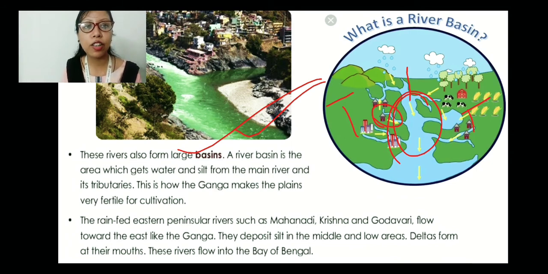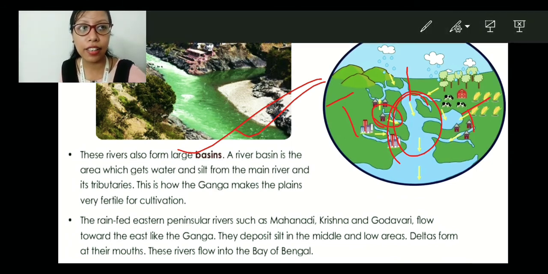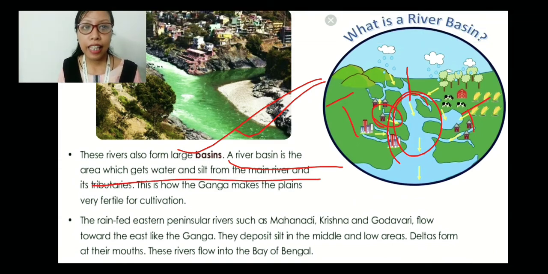So this is called the river basin, and please underline the river basin. Then we come to the next one, the rain-fed eastern peninsula rivers such as Mahanadi, Krishna and Godavari flow towards the east like the Ganga. They deposit silt in the middle and low areas. Deltas form at their mouths. These rivers flow into the Bay of Bengal.